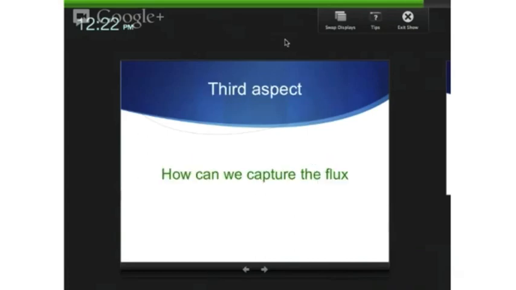Let's move on to the third aspect, which is how can we capture the flux? What I mean by flux here is the process of change rather than the change itself.